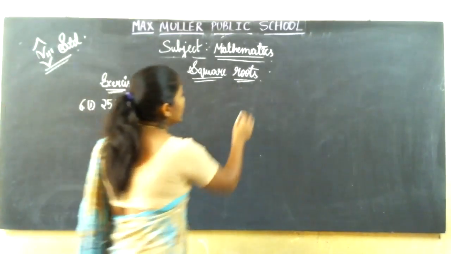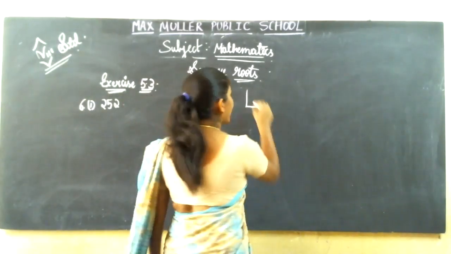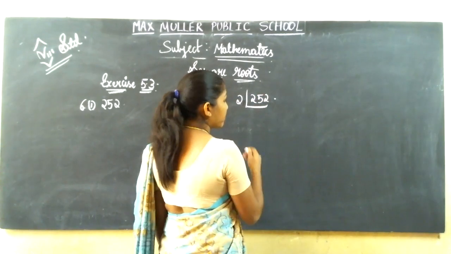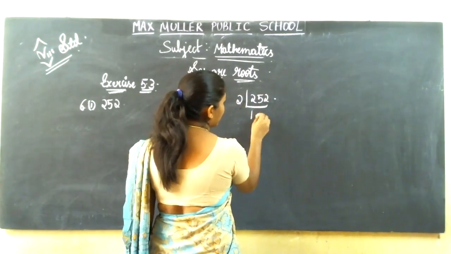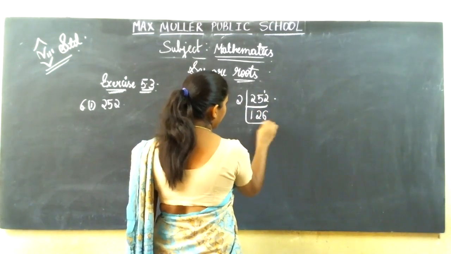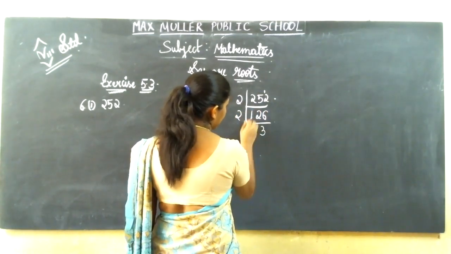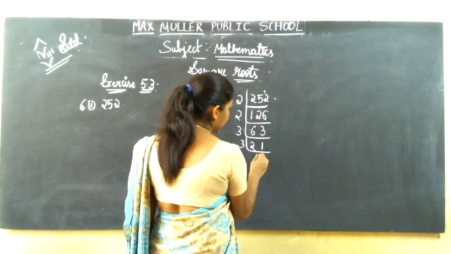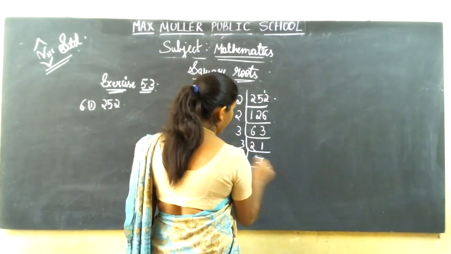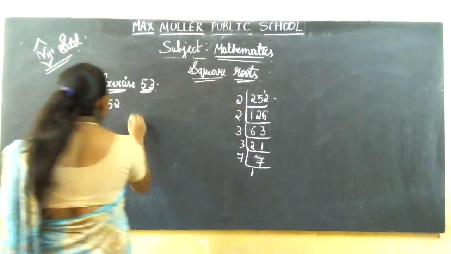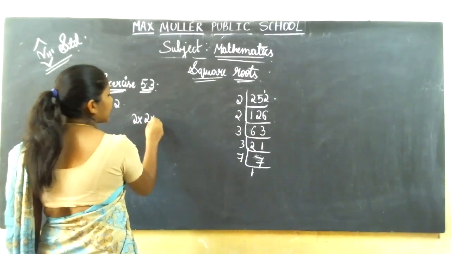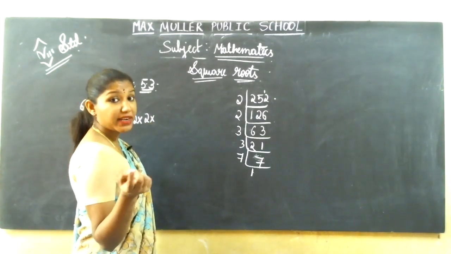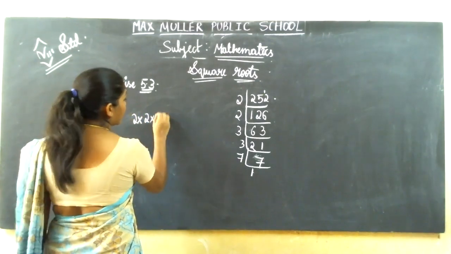Same thing you have to do, the prime factorization method only, for 252. So the number you have to prime factorize. 2 1s are 2, 2 2s are 4, 1 carry, 2 6s are 12, 2 3s are 6, 3 2s are 6, 3 1s are 3, 3 7s are 21, 7 1s are 7. So here, as in the question, you have to divide and find out the perfect square number.